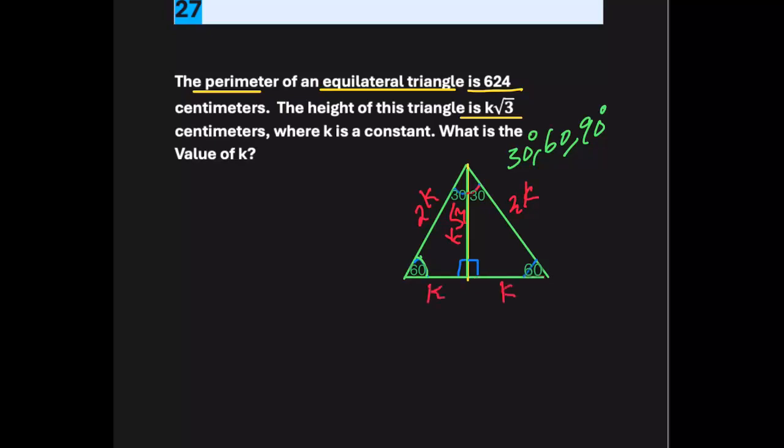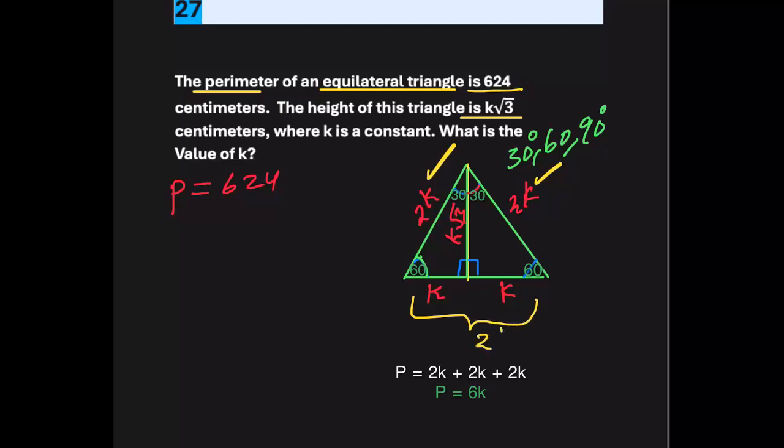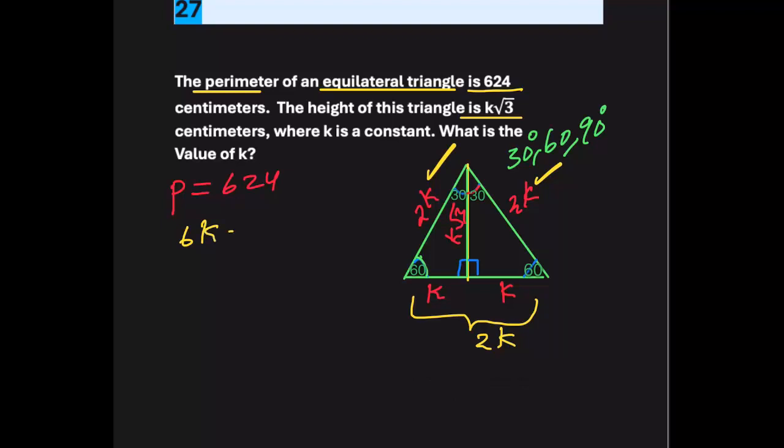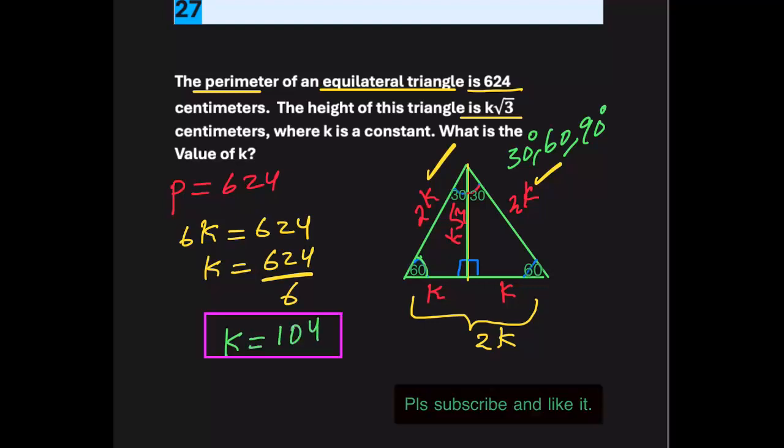So the perimeter, which is p, is equal to 624. And the perimeter is the addition of all sides. So we have 2k and 2k, and these two together are 2k. It is 3 times 2k, which is 6k, is equal to 624. And k is equal to 104. And that's the value of k. And that's the last question of the test.